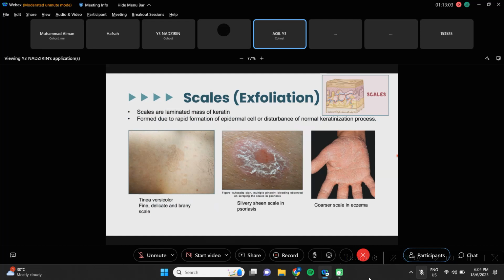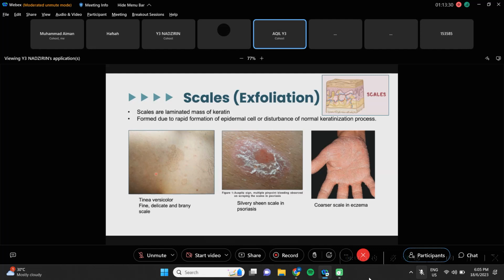Our body is usually constantly shedding tiny and thin fragments of stratum corneum, which is the outermost layer of the skin. So scales are laminated layers of keratin, and they are usually formed when there is a rapid formation of epidermal cells, or when there is a disturbance of the normal keratinization process.